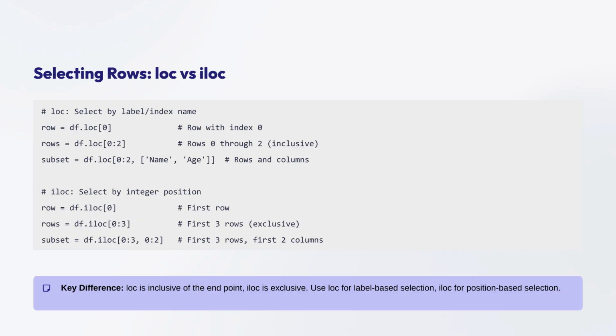When selecting rows, you have 2 primary methods: `loc` and `iloc`. Use `loc` for label or index name-based selection. Use `iloc` for integer position-based selection. Note that `loc` is inclusive of the endpoint, while `iloc` is exclusive.